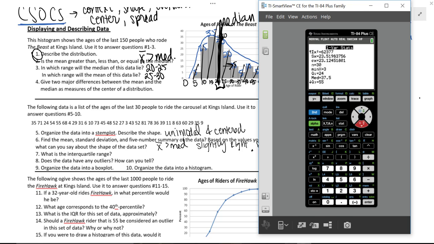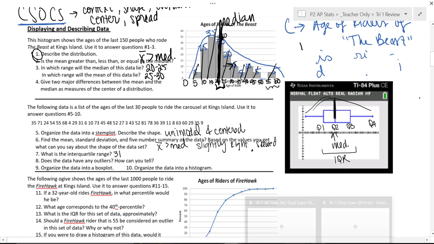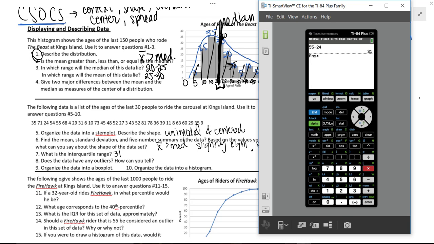Does the data have any outliers? Remember, when we're doing outliers, we're using 1.5 times the interquartile range. So what was that 55 minus 24? That IQR was 31. 1.5 times that 31 gives us 46.5. So the median plus or minus 46.5 is going to let us know if there were any outliers. Because that median, let's go back up and check that out, that median was 37.5.